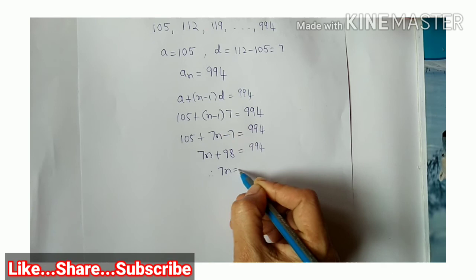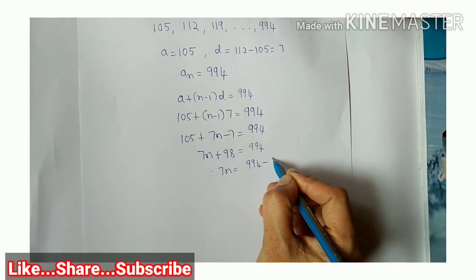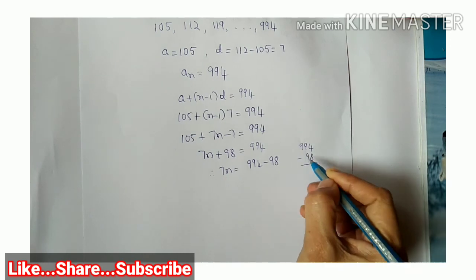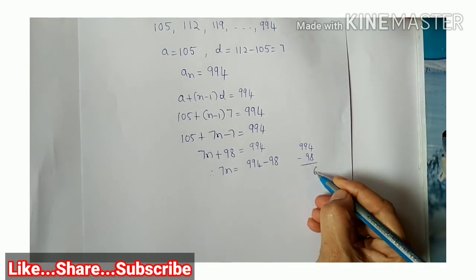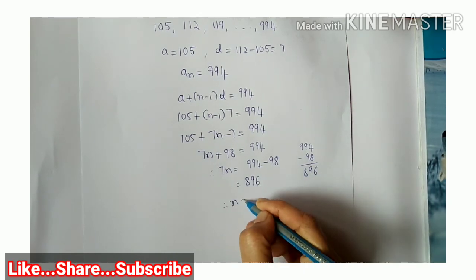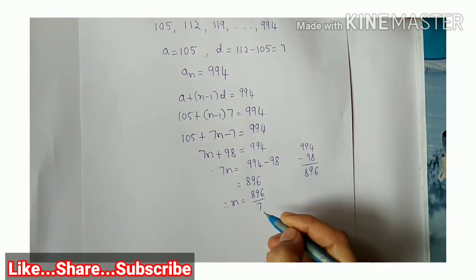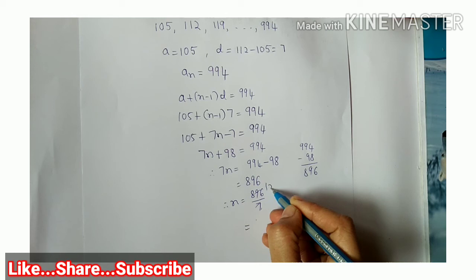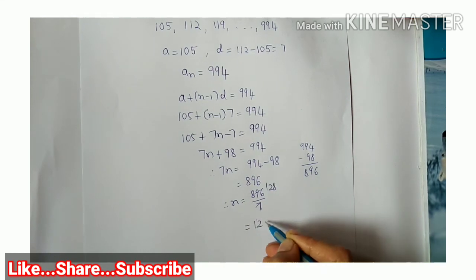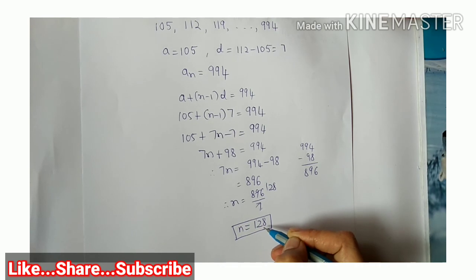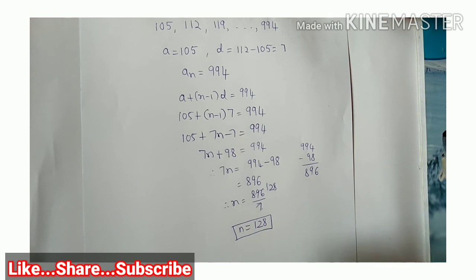Therefore 7n is equal to 994 minus 98, which is 896. Therefore n is equal to 896 by 7. 7 ones are 7, 7 twos are 14, 7 eights are 56, so 7 times 128 gives 896. Therefore n is equal to 128. 128 3-digit numbers are divisible by 7.